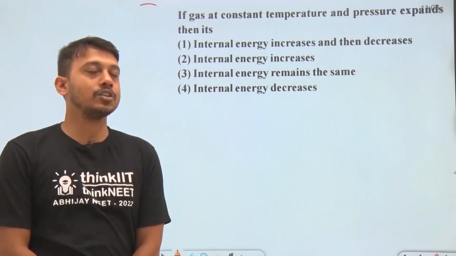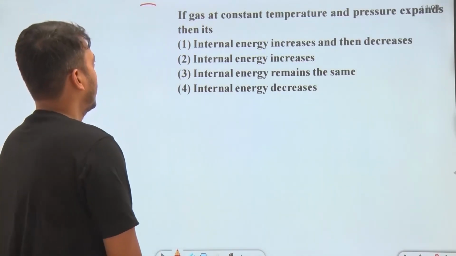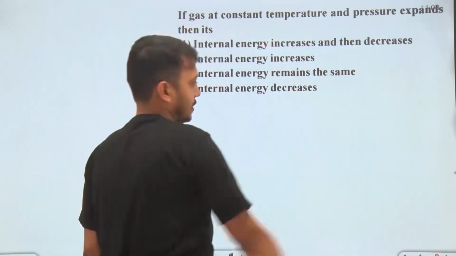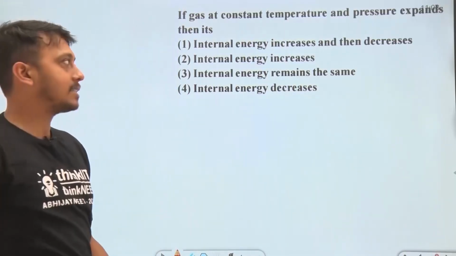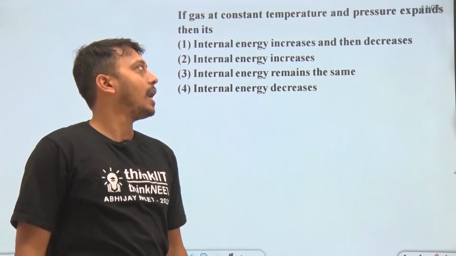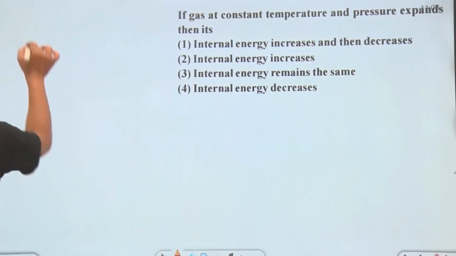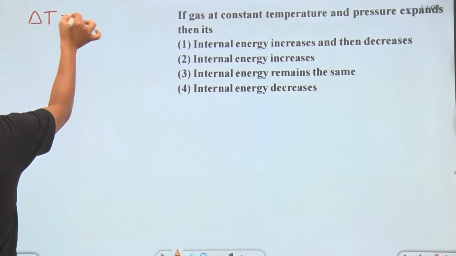So students, the next question is from thermodynamics. The question says that a gas at constant temperature and pressure expands. So basically we have a gas, the number of moles is fixed, and it expands at constant temperature and pressure. Constant temperature means what? Delta T equals 0.